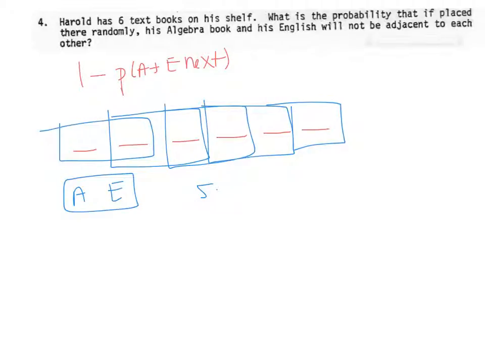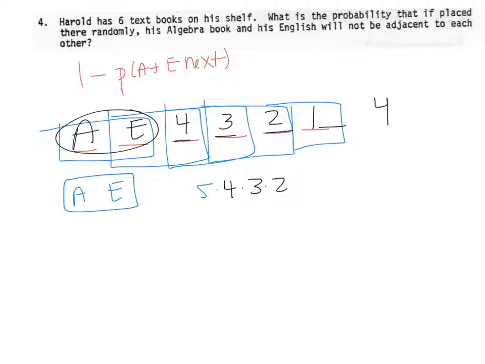Okay, so once I have placed those two, let's say that I placed algebra and English here together, then I have 4 more spaces and I have 4 books that can go there. There are 4 options for this spot, 3 options for this one, 2 and 1. So that's going to be 5 times 4 times 3 times 2 times 1.